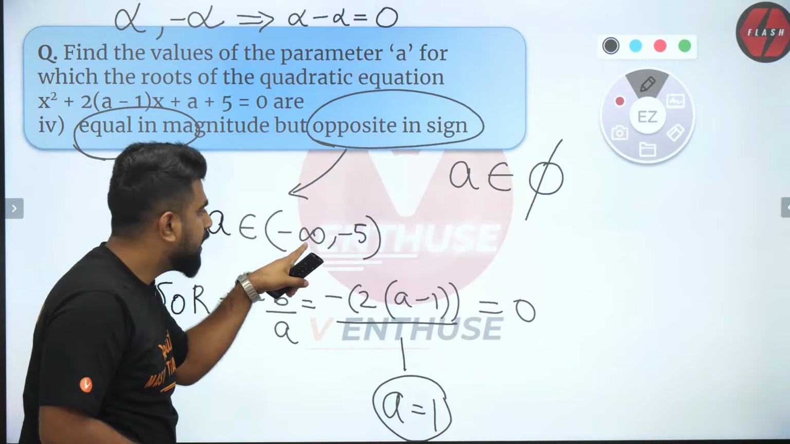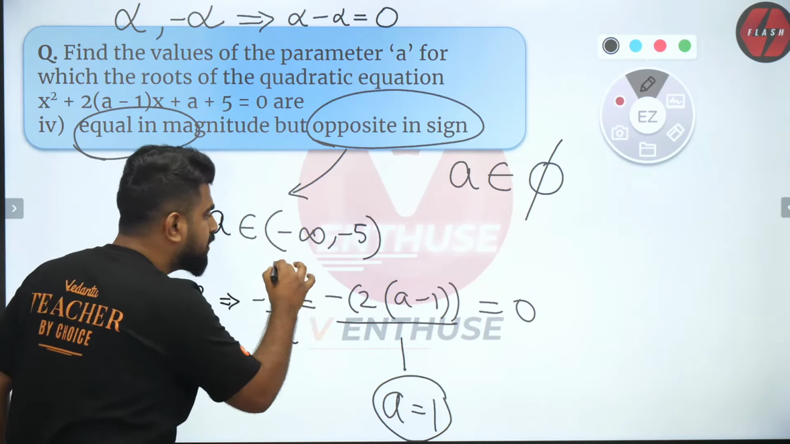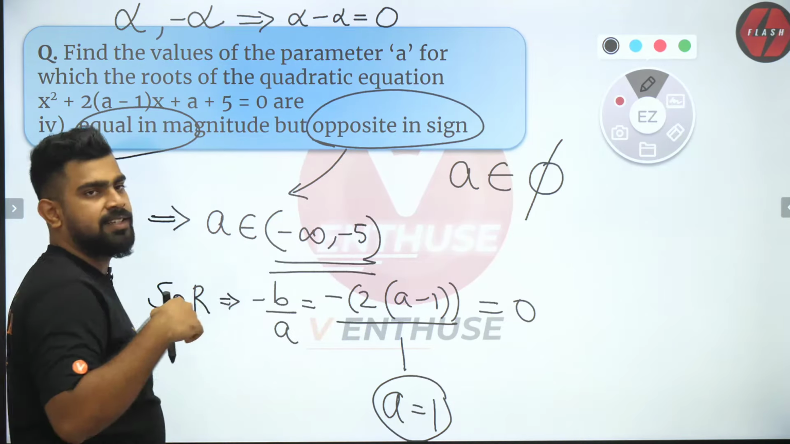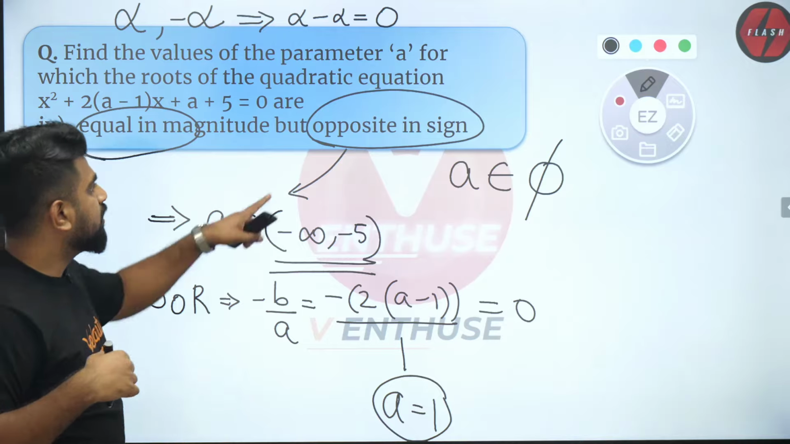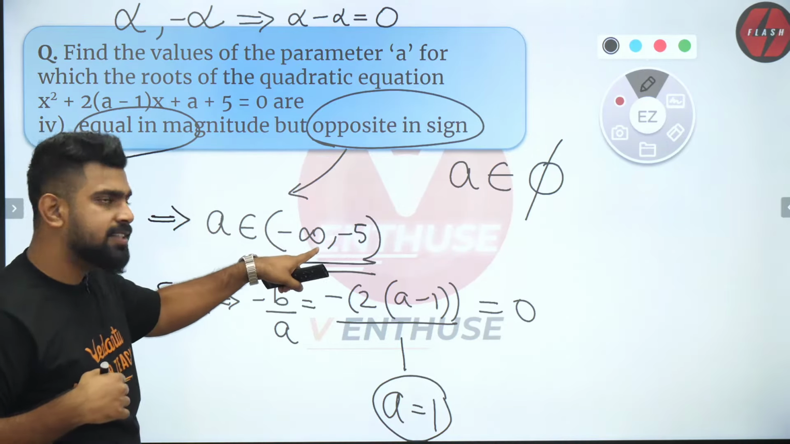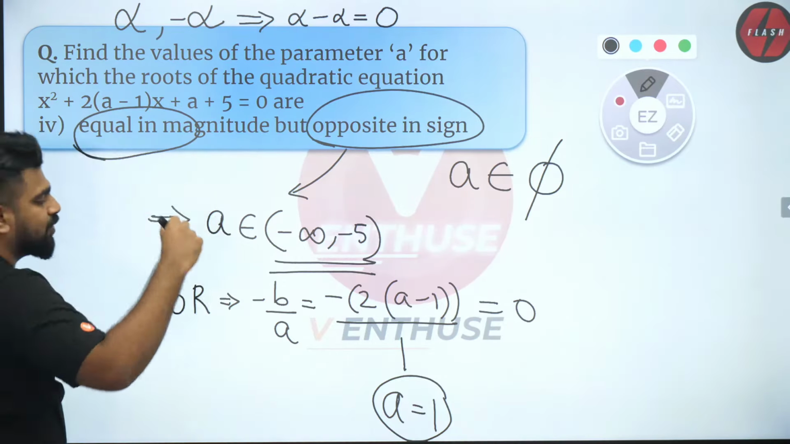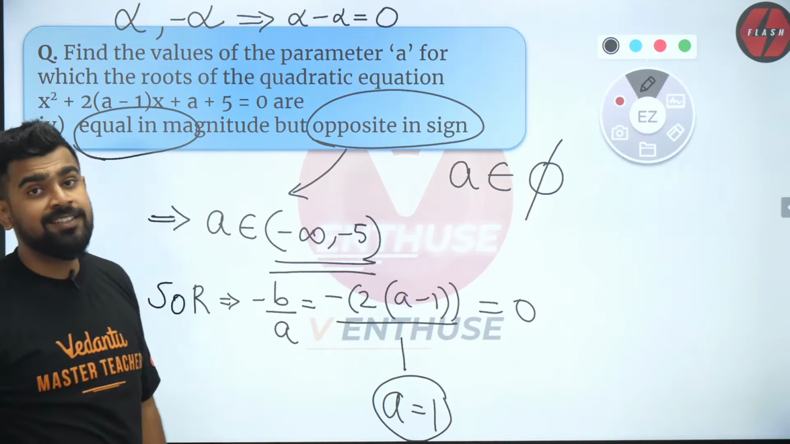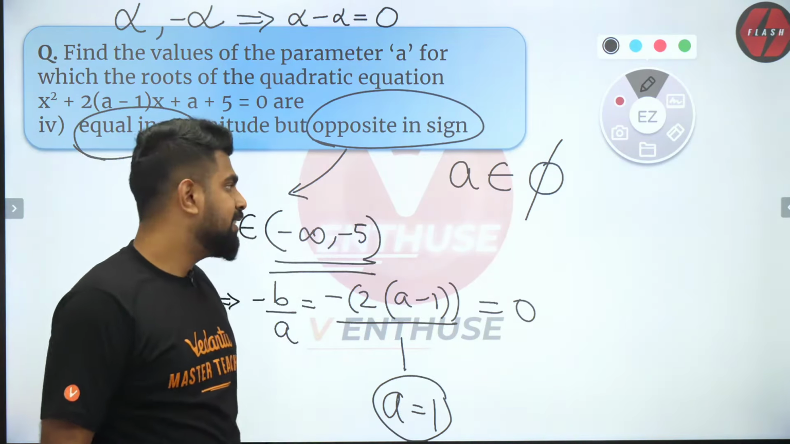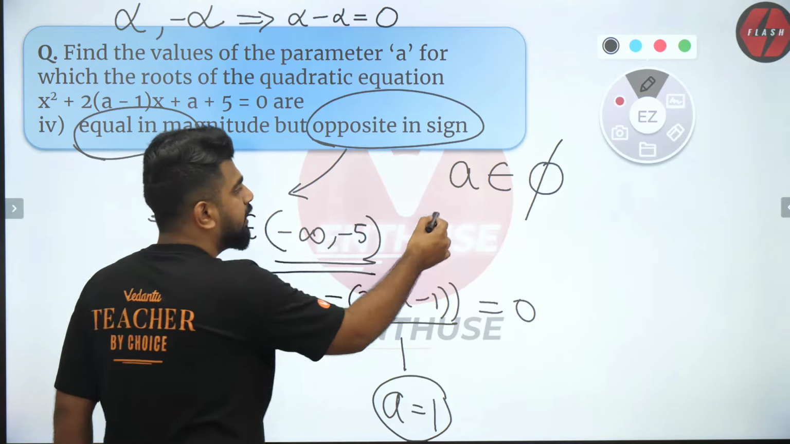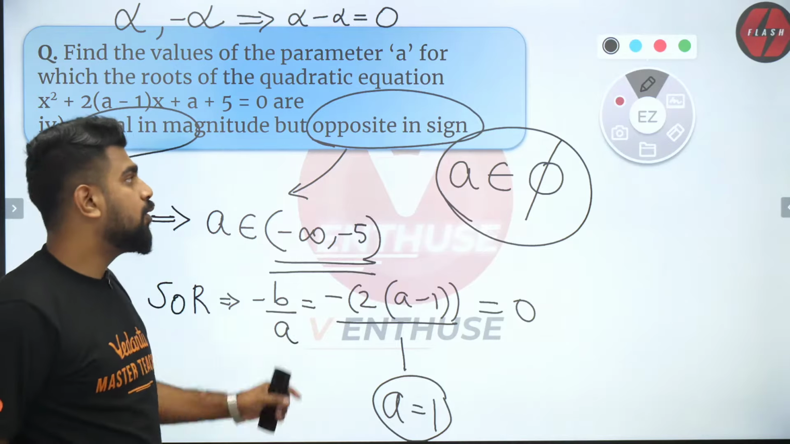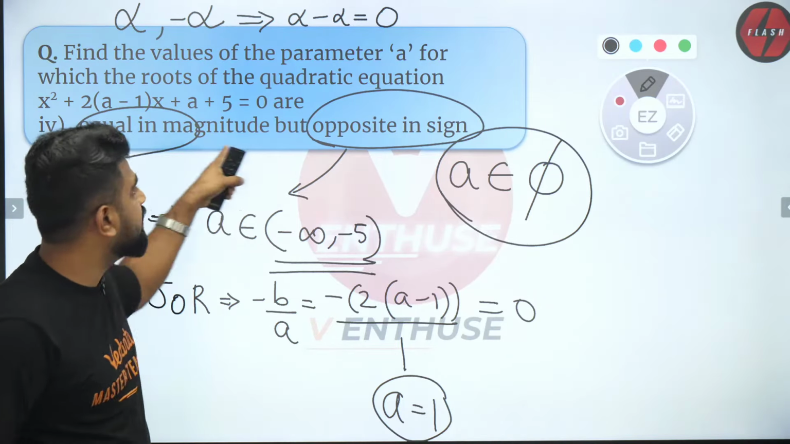But 1 does not lie here, because this also has to be satisfied, because only then they will be opposite in sign. For this, it has to satisfy this. For this, it has to satisfy this. That cannot happen together. So that is why a belongs to the null set. There is no solution for a to satisfy this condition.